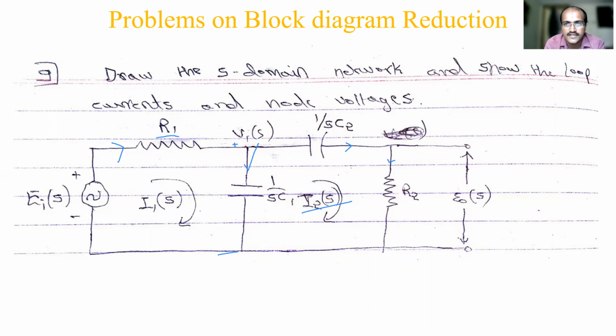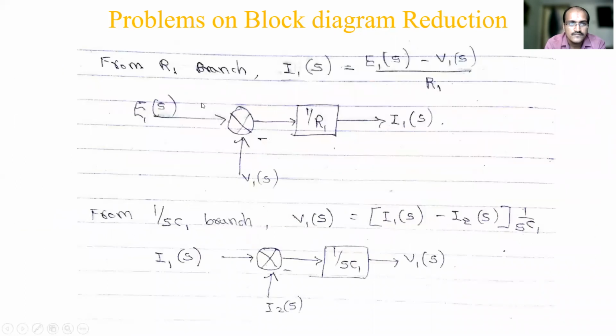So all basic Ohm's law we have applied. I have written the equations directly, along with the loops drawn. From the R1 branch, I1 of S equals Ei of S minus V1 of S by R1, as I told you.